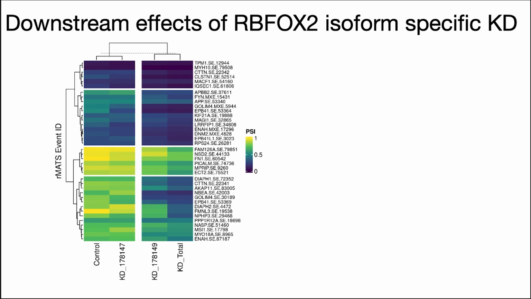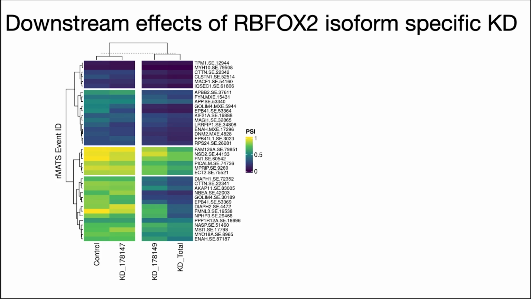data. What we can also do, since we have the transcriptome-wide RNA sequencing data, is look at downstream effects of RBFox2 knockdown. Since it's a splicing factor, we might expect to see changes in splicing, and we do see broad changes in splicing patterns across our knockdowns. This is just showing rMATS splicing events and their PSI.